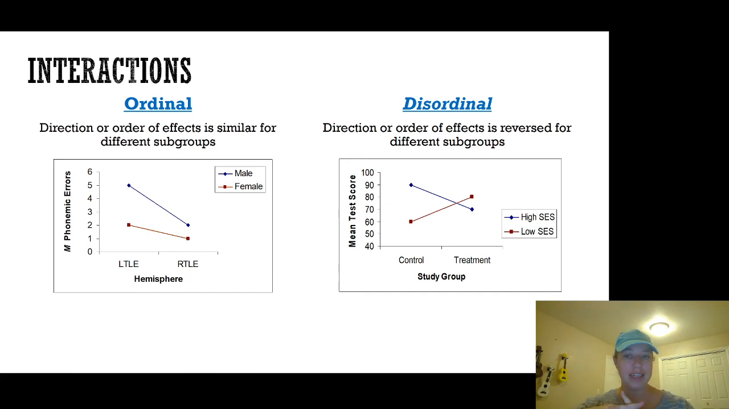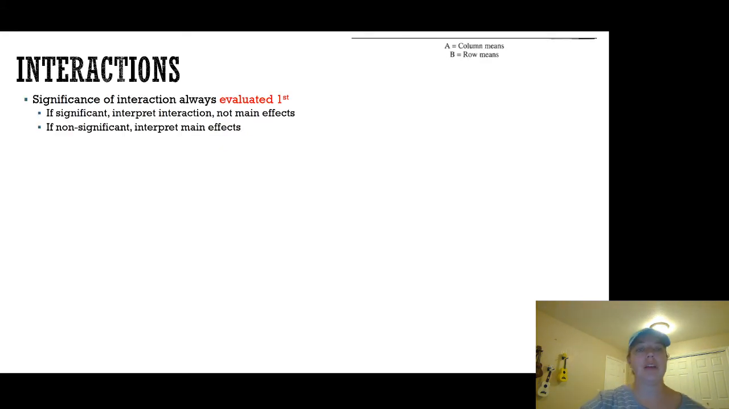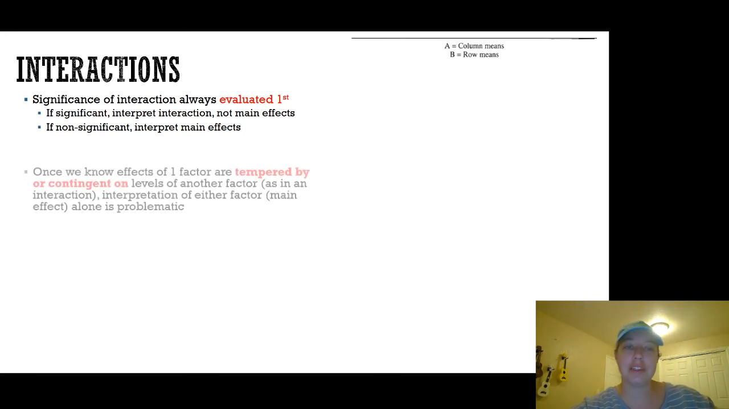When we see crossing when we do our means plot, that's disordinal. In a disordinal interaction, you will never want to look at the main effects. So plot your data to know whether you should look at main effects. So interactions, I think I beat this horse a few times today already. If you are doing a two-way ANOVA, always look at that interaction term first. If it's significant, interpret it, not the main effect. If the interaction's not significant, well then, by all means, look at the main effects.